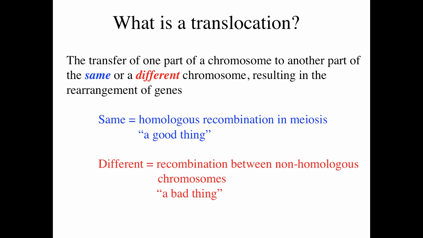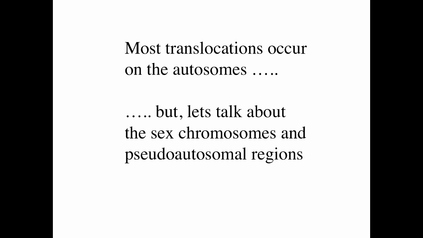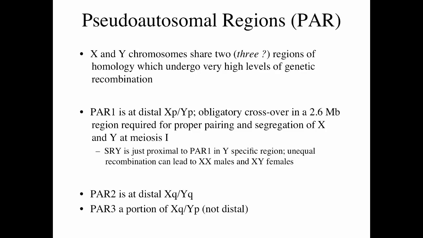If we think about translocations occurring on the same chromosome, that's a good thing in the sense that that's what homologous recombination does during meiosis. If the translocation is occurring between different chromosomes, that you might think could be not so good a thing because that might lead to genetic consequences. Most translocations occur on the autosomes. Before we talk about those, let's talk about sex chromosomes and pseudoautosomal regions.